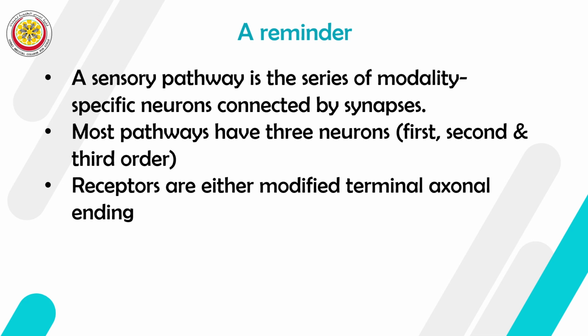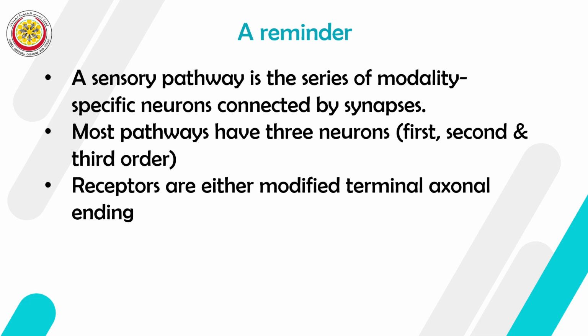Receptors are either modified peripheral processes of neurons or first order neurons, or modified cells that become receptor neurons. Give me examples of receptor neurons. Hair cells, the hair cells in the ears. And the rods and cones of the retina.